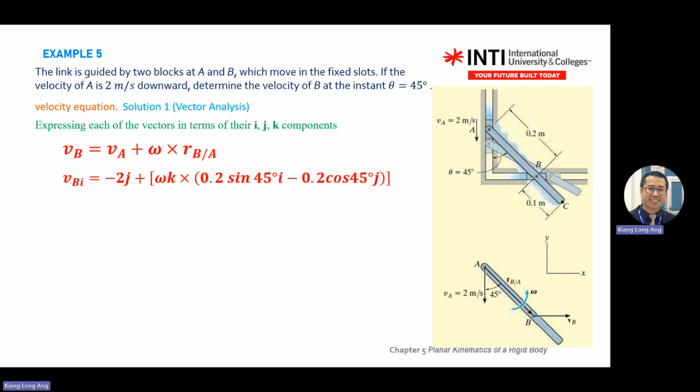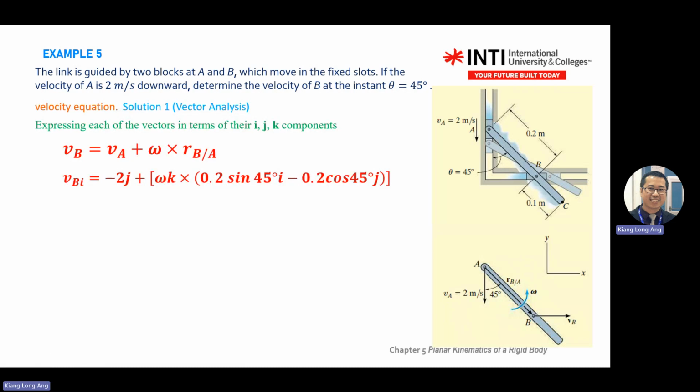Go up, okay, plus omega. You know that this one rotates anti-clockwise, with your right-hand rule pointing outside, so positive. Outside the screen is positive, so positive K cross. What is your RB stroke A?